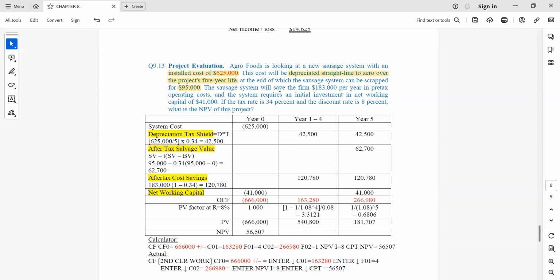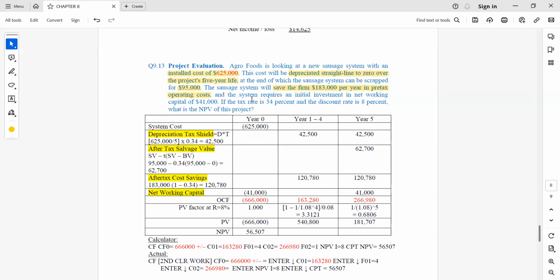The social system will save the firm this amount per year in pre-tax operating costs. So can someone tell me what kind of value is this? Cost saving, very good. Okay, so this is cost saving, but it is pre-tax, before tax. So later, when we want to put into our calculations, we must adjust for taxes.